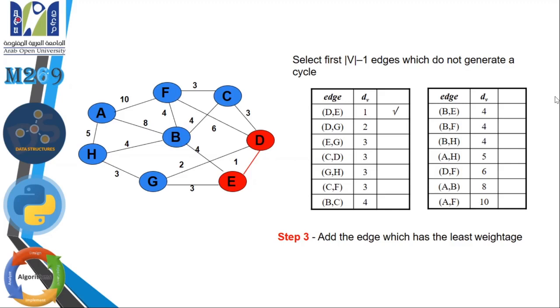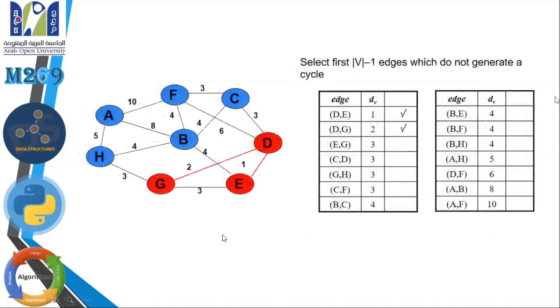That is the least one. You added that one. Okay, now let's see. Can we also add that one? We'll see. Yes, we can. So it is added. Okay, it is added. Can we add that one?